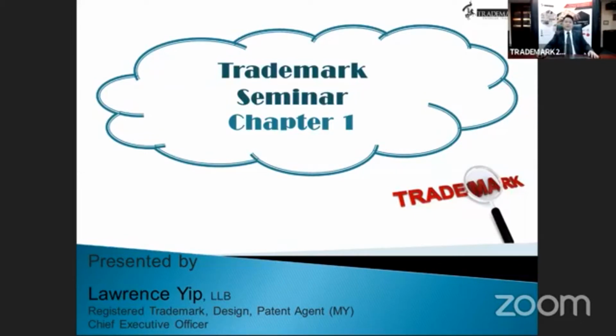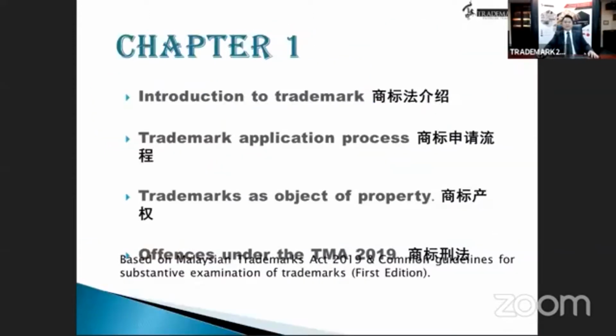Of course, for the convenience of our Chinese friends or Mandarin speaking friends, I will put some of the important notes in Chinese for your better understanding. So, as I said, in this Chapter 1, I will be introducing what is trademark.